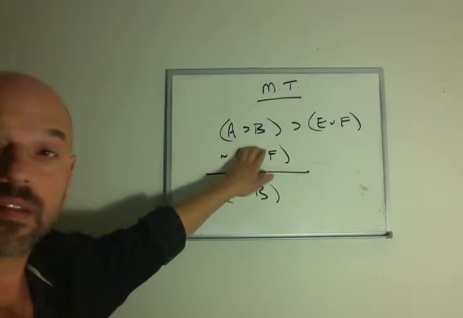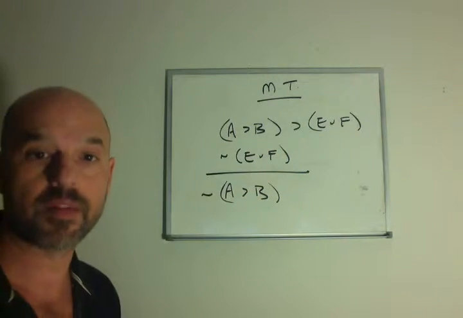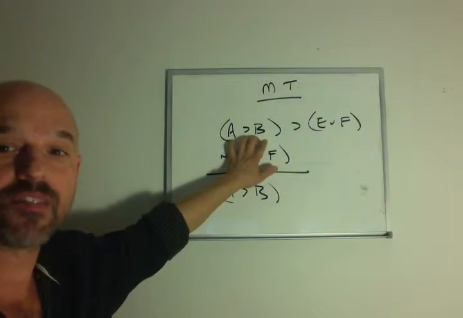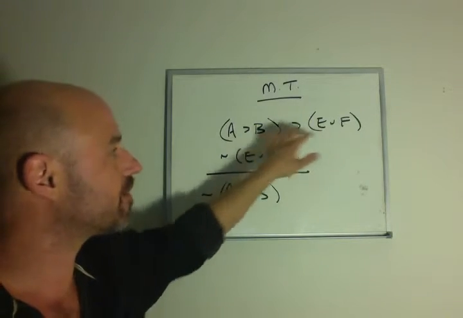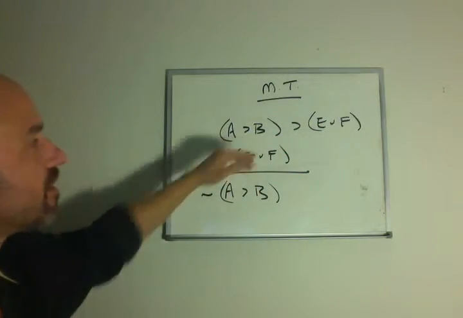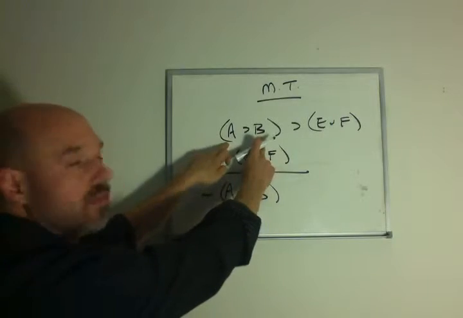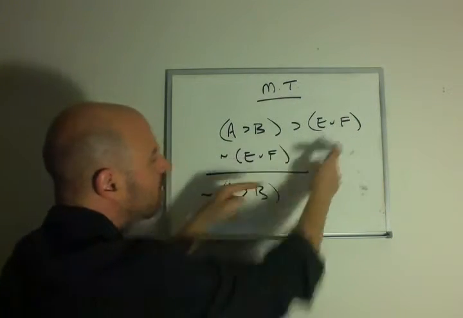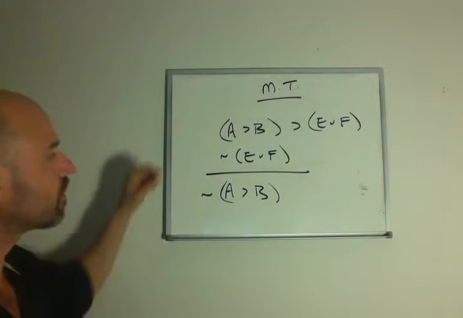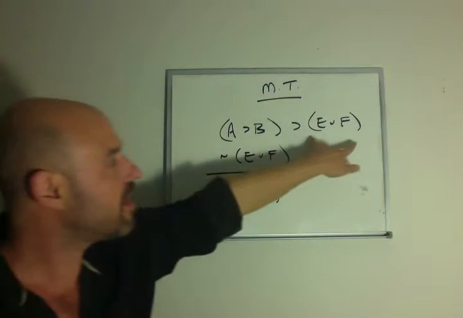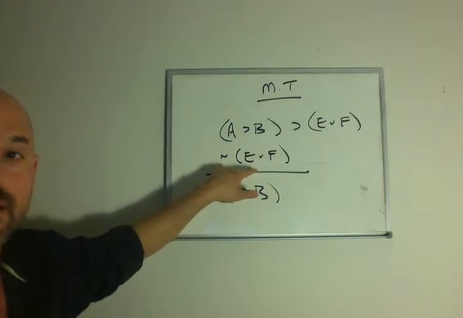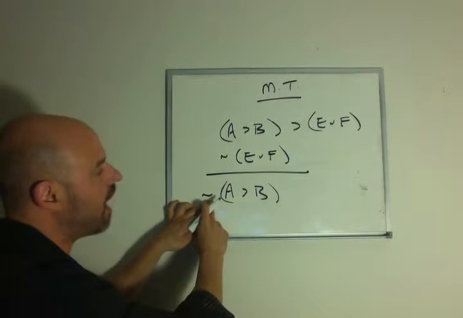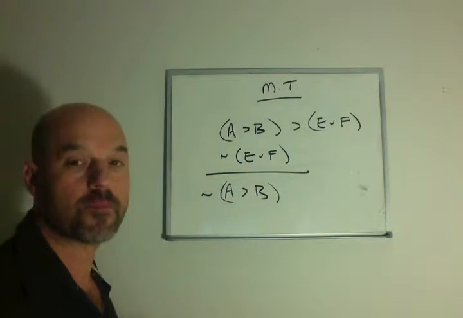This is just a big, ugly if-then statement, right? It happens to have an if-then statement as part of this larger if-then statement. What this is telling us is that if this is true, then this must be true. Then we learn in the second statement, in the second premise, that this is not the case, not E or F. Therefore, we can conclude not A implies B, right?